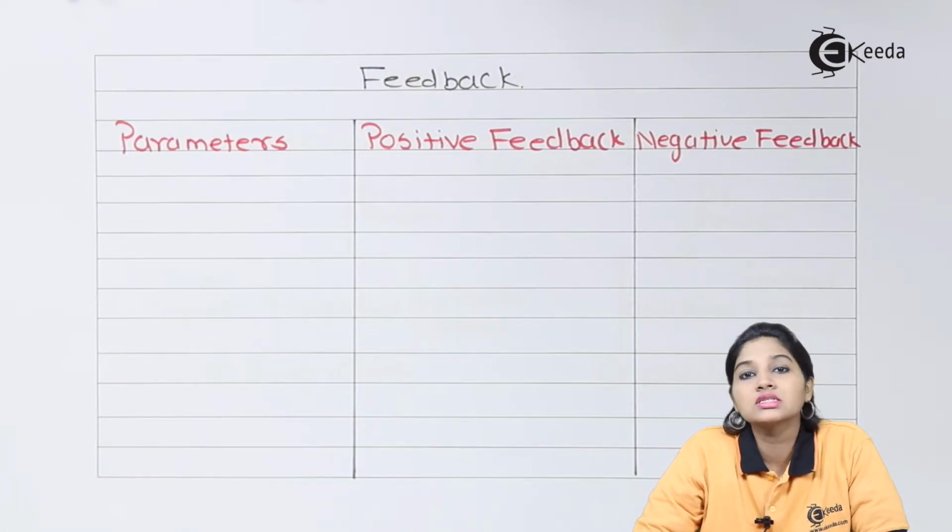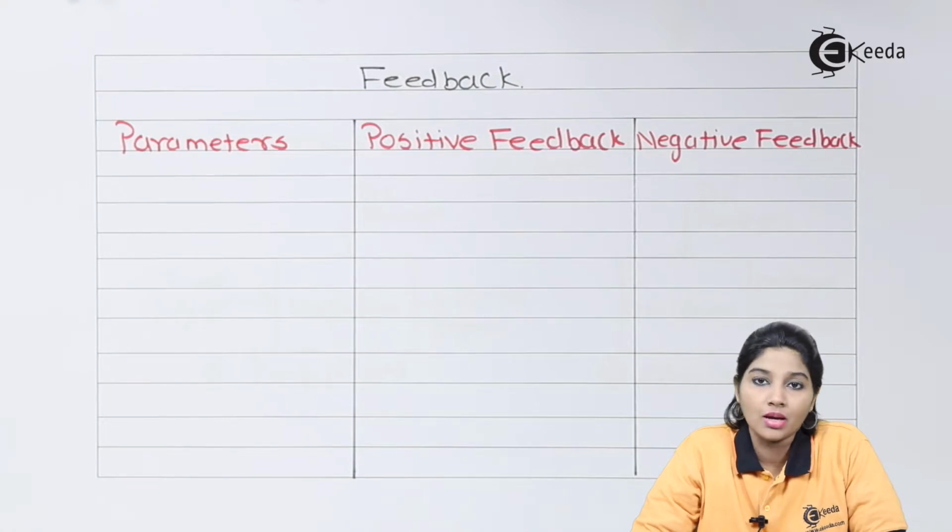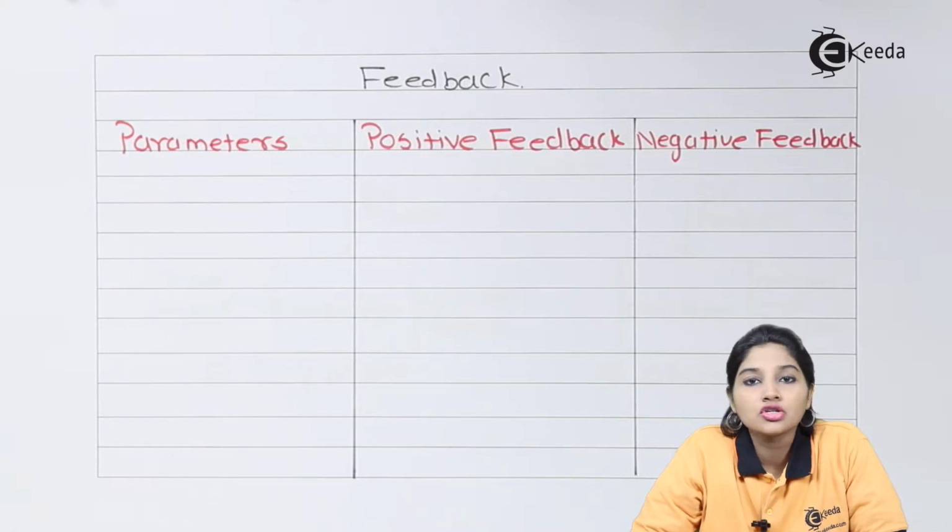Positive feedback increases the gain of the amplifier, whereas negative feedback reduces the gain of the amplifier. But still, it finds applications in many electronic circuits. The most common application of negative feedback is the amplifier, whereas the most common application of positive feedback is the oscillator.